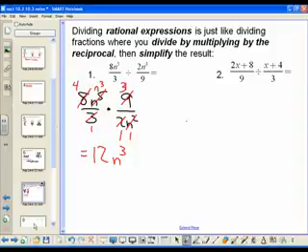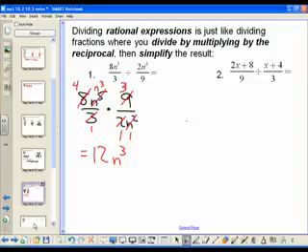Pardon? No, because the 12 is on the top. 4 times 3, n to the 5th divided by n squared would be n cubed. They're all on the top, not on the bottom in this case.